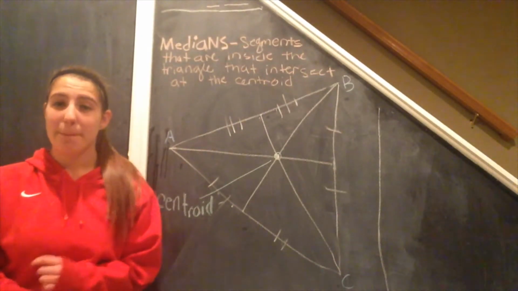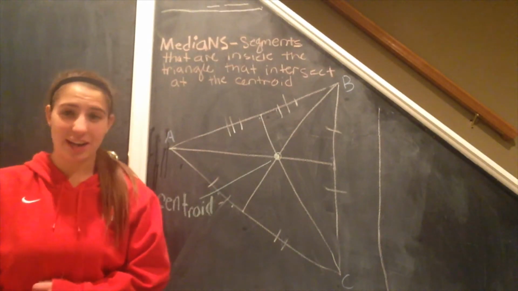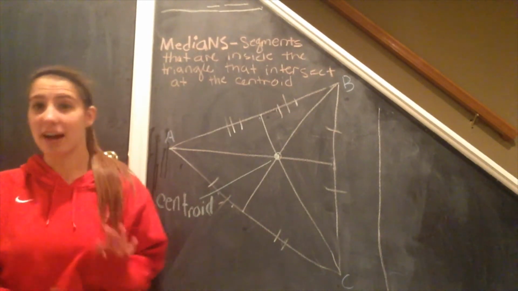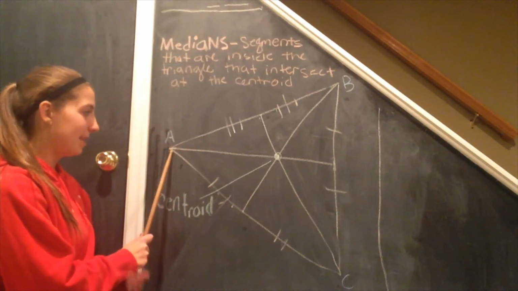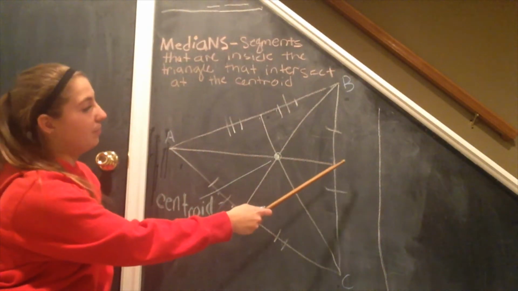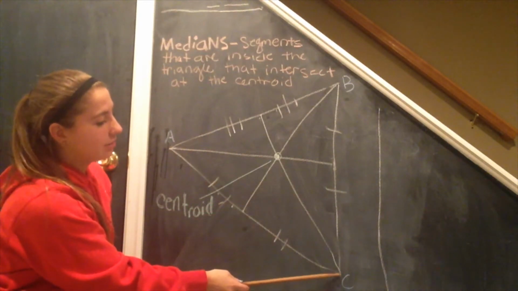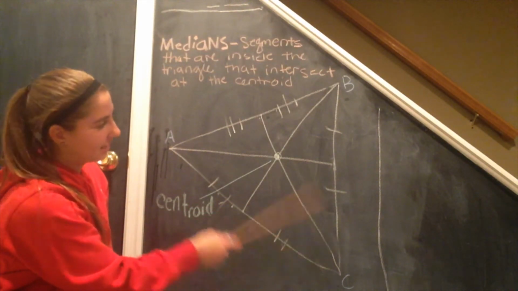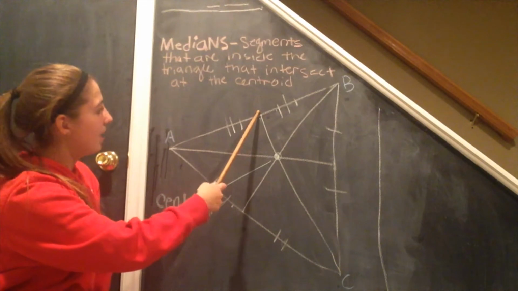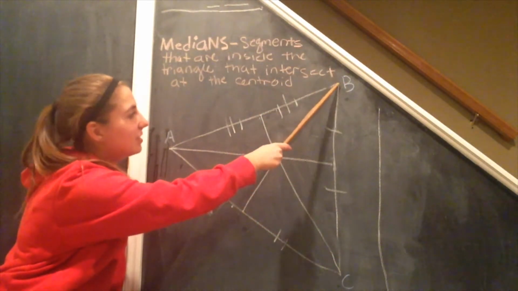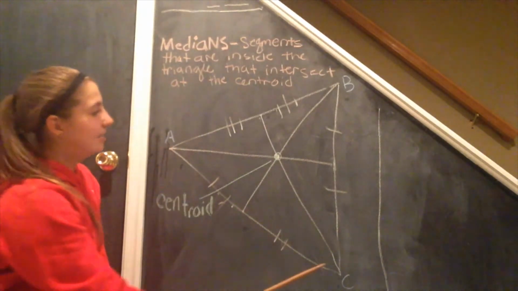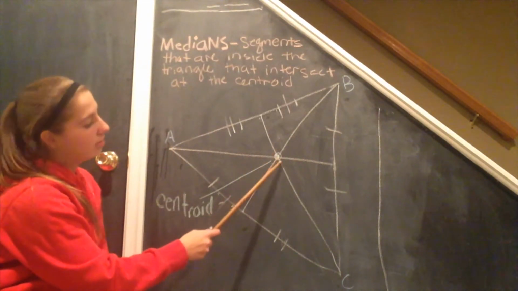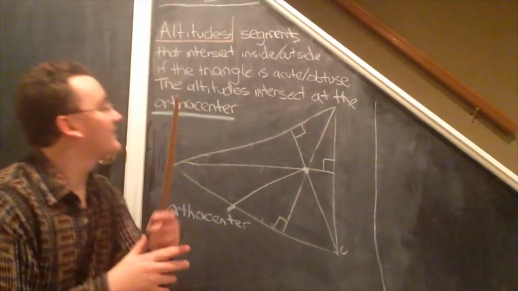Let's start off with medians. Medians are segments that are inside the triangle that connect at the centroid, and they're never outside the triangle. Here you can see at angle A, we have a segment that connects to the midpoint of BC. At angle C, we have a segment that connects to the midpoint of segment AB. And at angle B, we have a segment that connects to the midpoint of segment AC. And here in the middle, they all connect at the centroid.